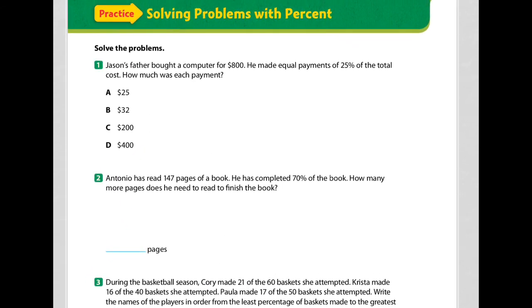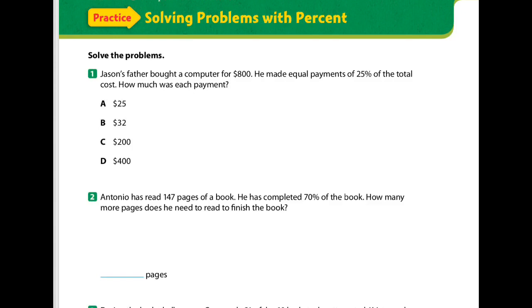All right, so let's see how you did. I'm going to start by going over number 1, and I want to see what you did to solve it. So number 1 says, let me get my pointer ready. Jason's father bought a computer for $800. He made equal payments of 25% of the total cost. How much was each payment? So in other words, how much is 25% of that?